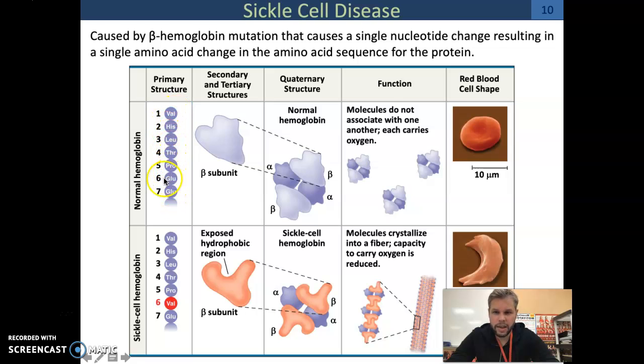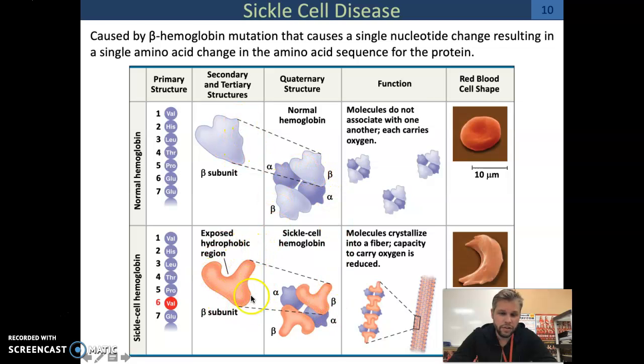And if we look down at position 6, there's a glutamine that's made in normal hemoglobin. Well, with one point mutation, what actually happens is instead of a glutamine being made, a valine is made. And when that valine is made, you can see this is the normal structure of hemoglobin, the protein that carries oxygen around in our red blood cells. In sickle cell hemoglobin, the shape of this beta unit, see how it's supposed to look up here?